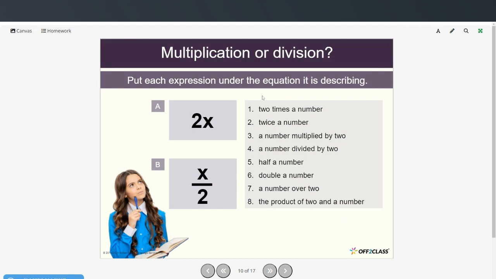Again, put each expression under the equation that it's describing. So 2 times a number, that would be a. Twice a number, that's also a. A number multiplied by 2 is a. A number divided by 2 is b. Half a number is b. Double a number is a. A number over 2, that's b. And the product of 2 and a number is a.